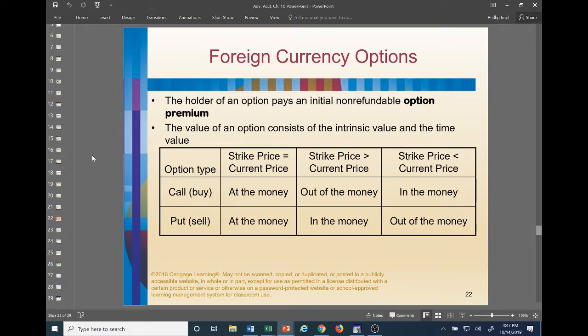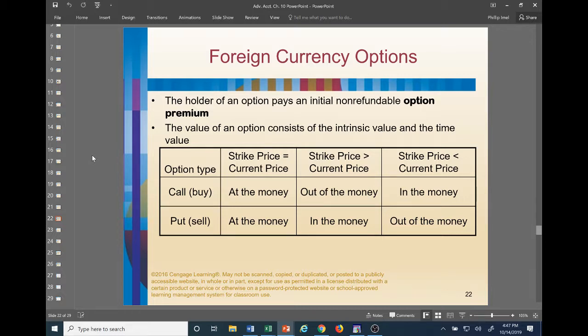Now, in terms of a put option, if the strike price is equal to the current price, then we're at the money. If the strike price is greater than the current price, then we're in the money, because then we would have the right to sell something for a higher price than the current market price, so we would have an immediate gain.